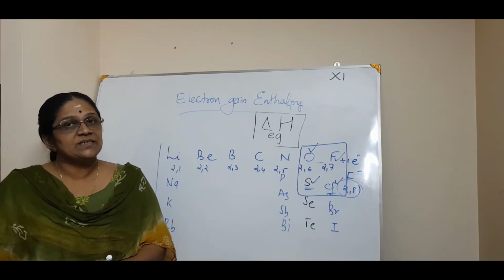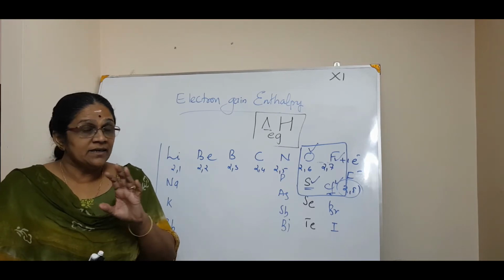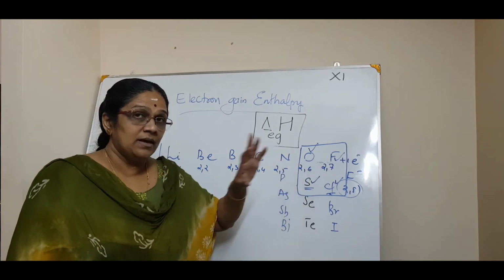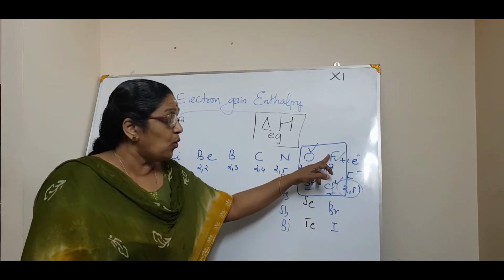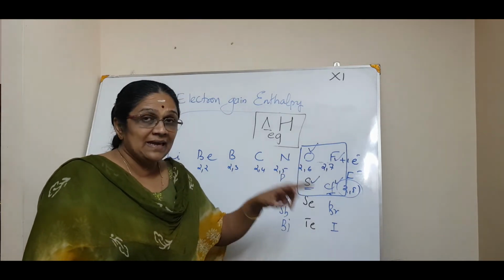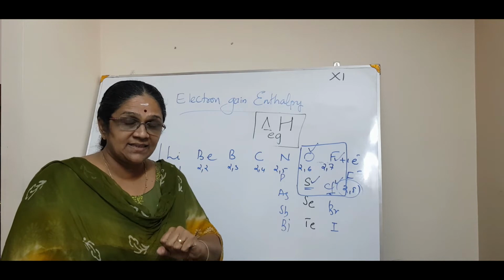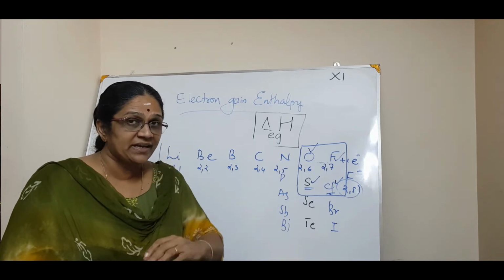This is also a very good question. That is, you got the point. That means the question is, as a general rule we say that going from top to bottom in a periodic table, the electron gain enthalpy decreases. That is, the negative value goes on decreasing.